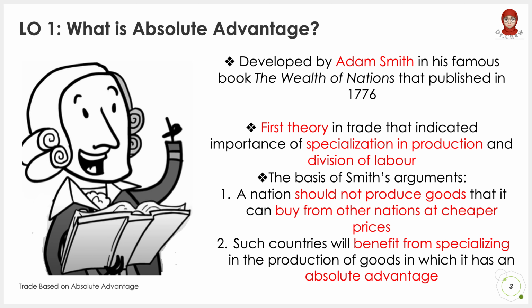There are two key ideas based on the absolute advantage model. First, a nation should not produce goods that it can buy from other nations at cheaper prices. Simply said, a nation should buy from others if it is cheaper than produced by itself. Second, in such ways, a country will benefit from specialization in production of goods in which it has absolute advantage. Absolute advantage refers to when a country only specializes in goods which it can produce at cheaper prices than other countries.